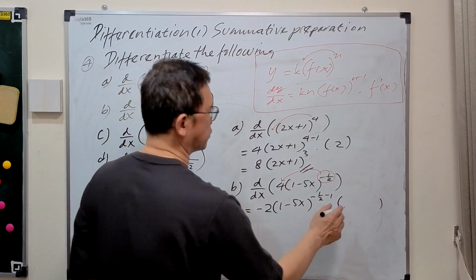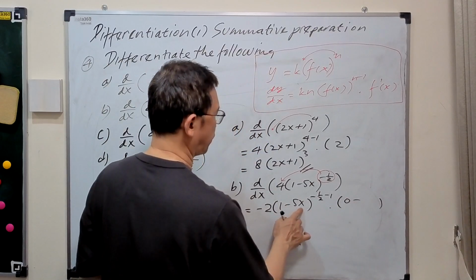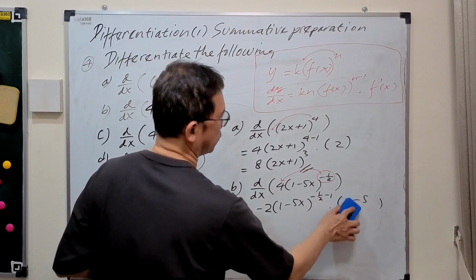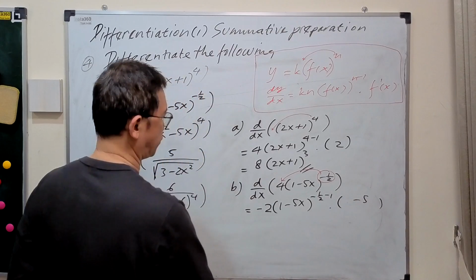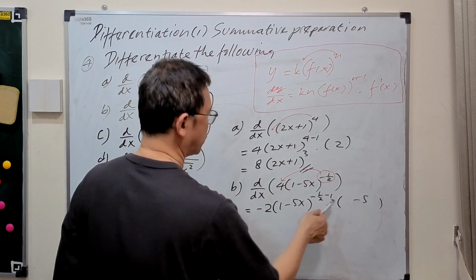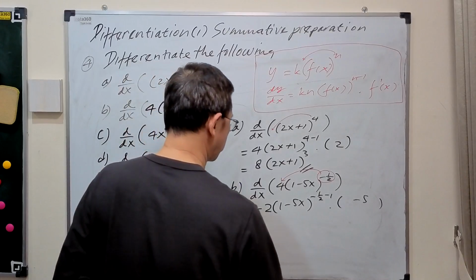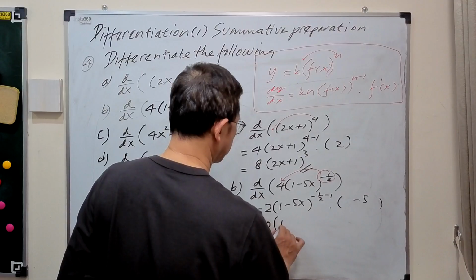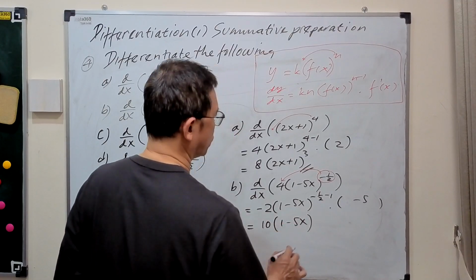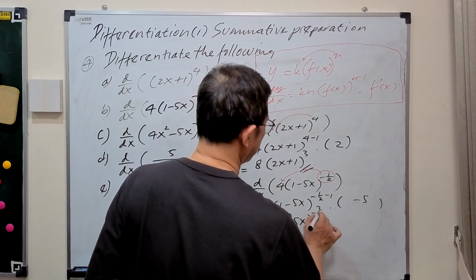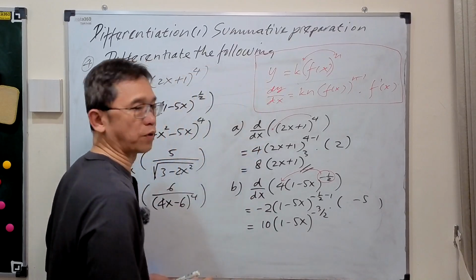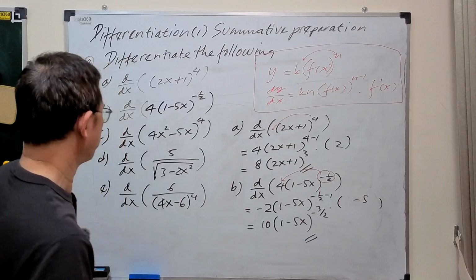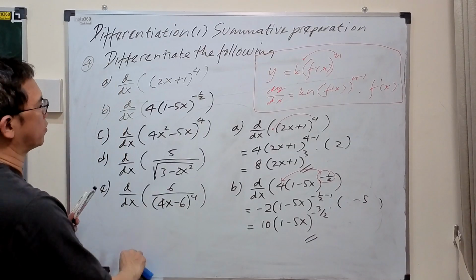The derivative of 1 is 0, right? Minus the derivative of 5x, which is 5. The 0, no need to write. So you can treat this like this is negative 5. Now, negative 5 you multiply with the negative 2, it became what? It became 10 times 1 minus 5x to the power of negative 3 over 2. That's all for B, the answer for problem B. Continue to problem C.